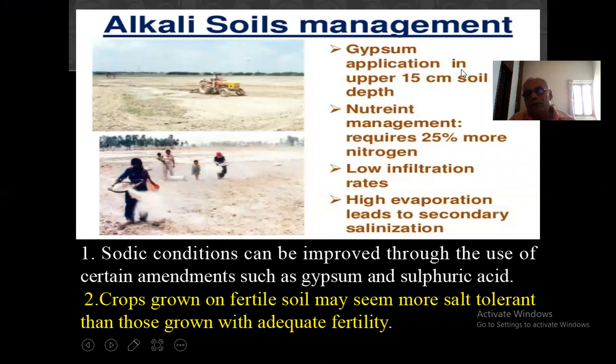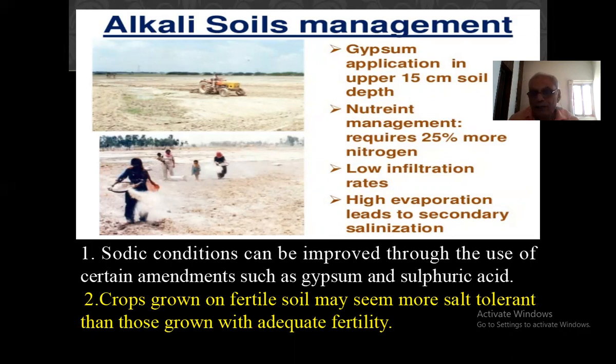So how to manage the alkali soil? Gypsum application in the upper 15 centimeter soil depth. Nutrient management requires 25% more nitrogen. You remember that when you have problematic soil, that is alkali, saline or sodic soil, you have to apply 25% more fertilizer. Suppose you are growing the rice crop, then 100 kg nitrogen, 50 kg phosphorus, and 50 kg potassium. Then you have to apply 25% more: 125 kg nitrogen, 62.5 phosphorus, and 62.5 potassium per hectare. But in normal course, 150 is sufficient per hectare.